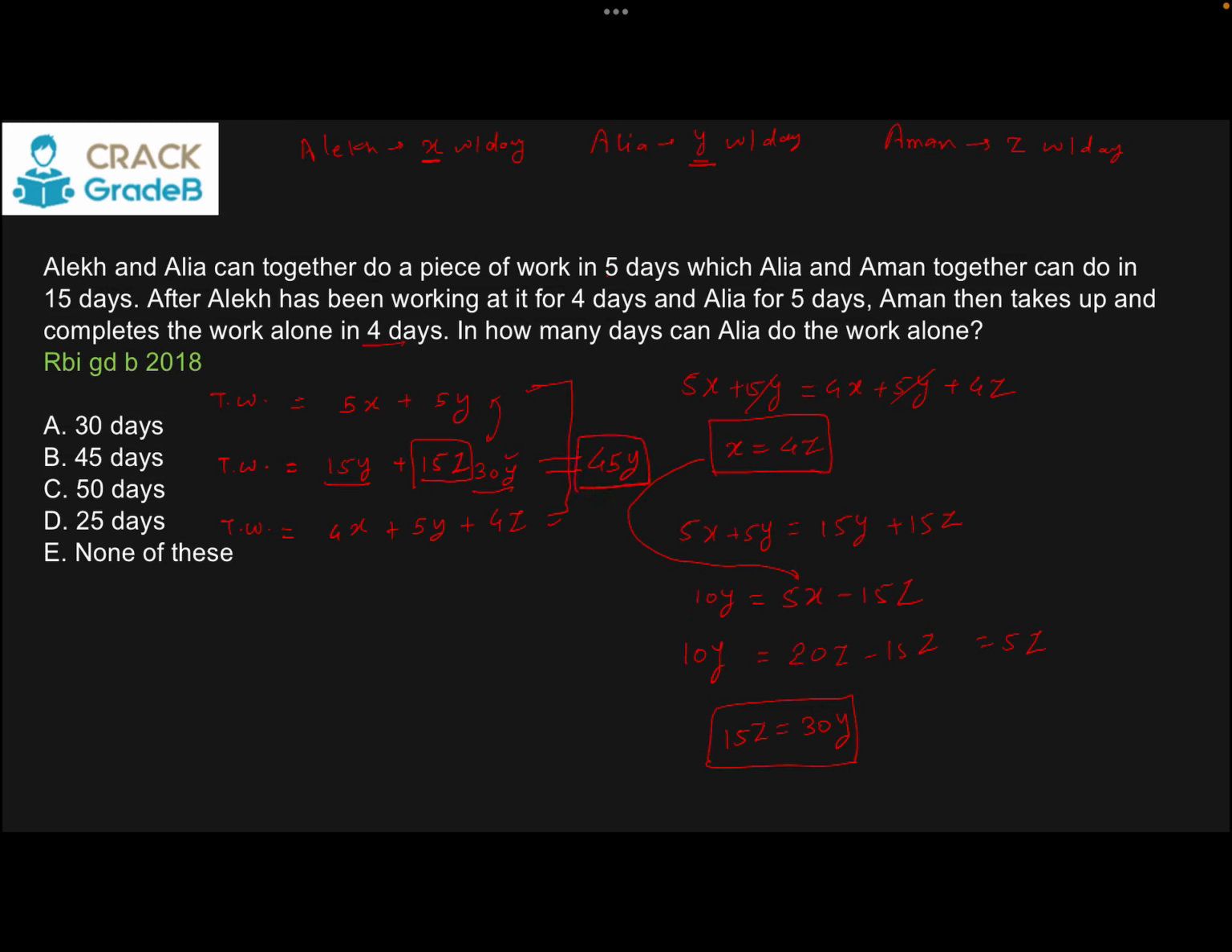If total work is 45y and Alia every day does y works per day, that means she is going to take 45 days, because we know days is equal to the work to be done divided by the everyday work. Hence the answer is going to be 45 days. Easy. Let's see one more.